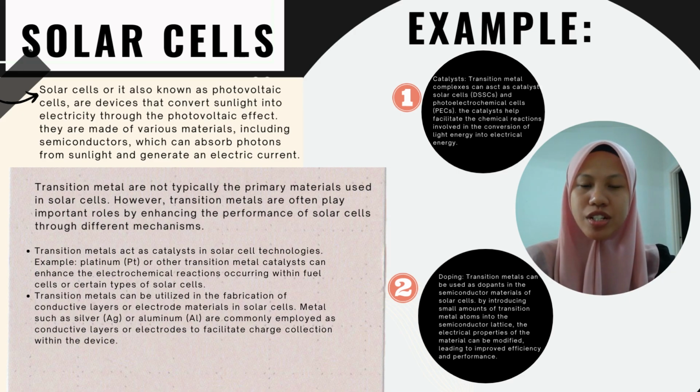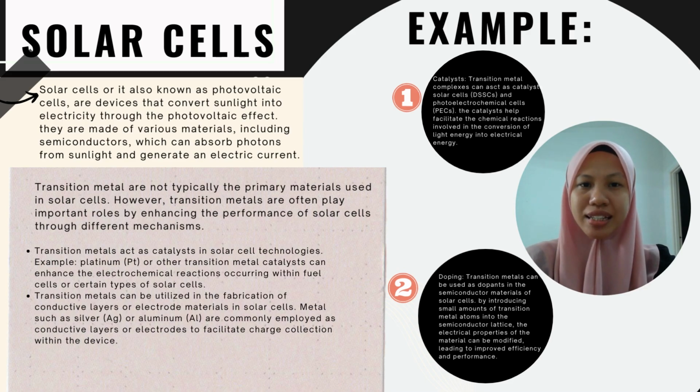When it comes to transition metals, they are not typically the primary materials used in solar cells. However, transition metals and their compounds can play important roles in enhancing the performance of solar cells through different mechanisms. Here are a few examples.